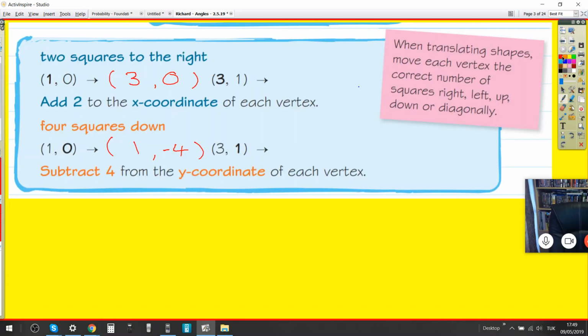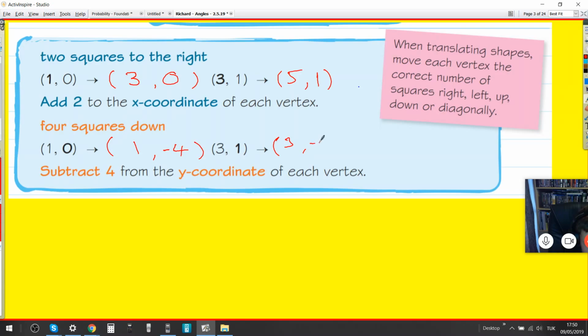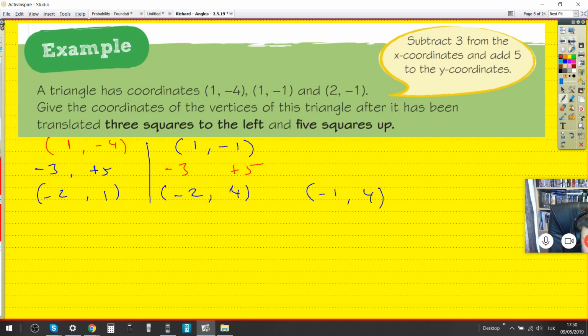So some are smaller. So 3, 1, it would be 3 plus 2, which would be 5. Yeah. And then it would be 5, 1. Sorry. And the one underneath? It would be 1 minus 4, which would be minus 3. So it would be 3 minus 3. Well done. How about these, we did all these, yeah.